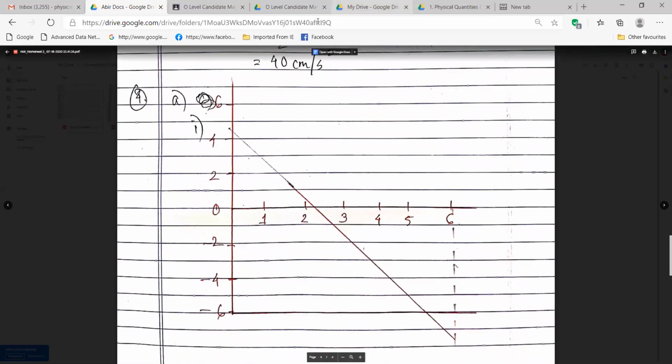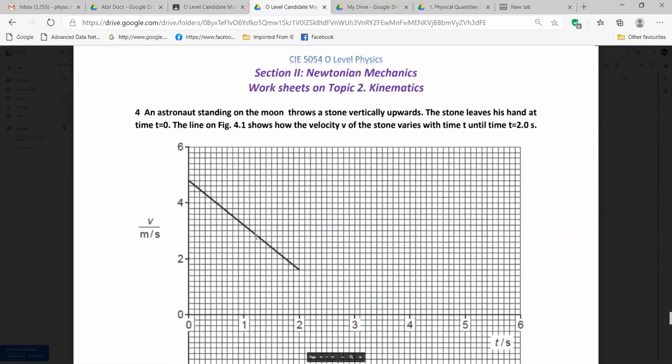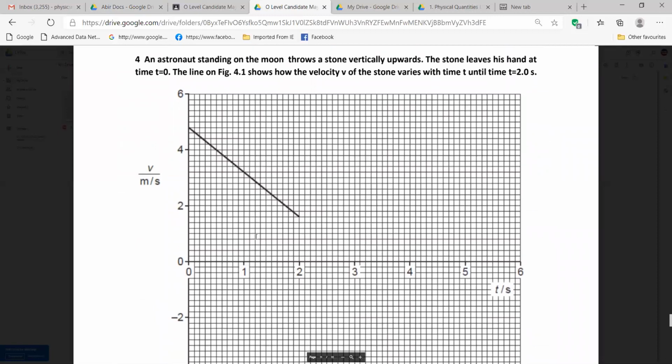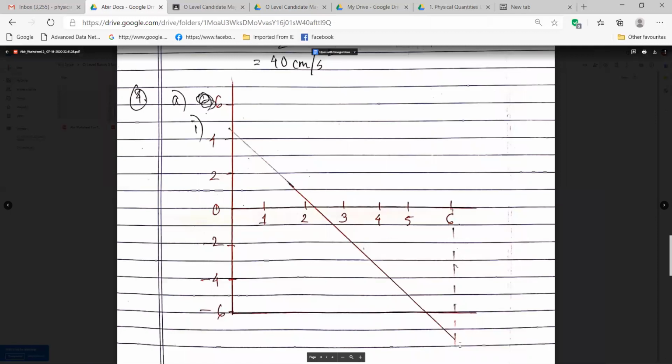What is the next one? This graph, right? The astronaut. Whatever you drew, I think it is fine. You came here to 6, right? But I don't have the graph, so it's not appropriate. You did one thing wrong here. Our graph started from here at 4, right? What was the speed over there?